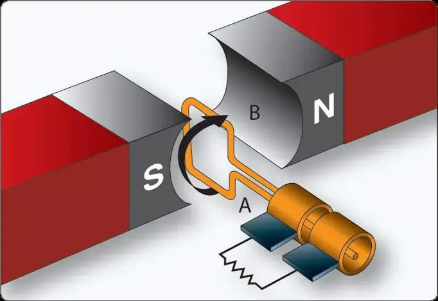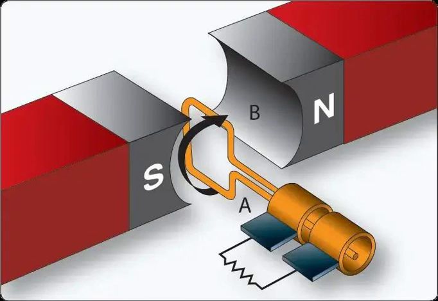Electromagnetic induction: when a conductor, such as a coil of wire, moves through a magnetic field or experiences a change in the magnetic field, a voltage is induced across the conductor. This phenomenon is known as electromagnetic induction.